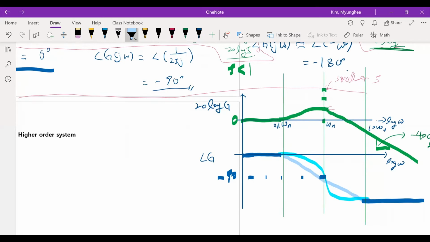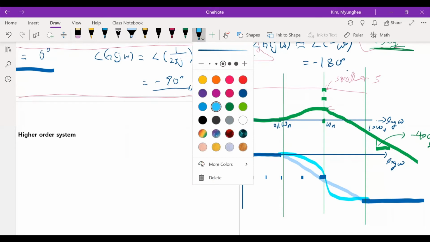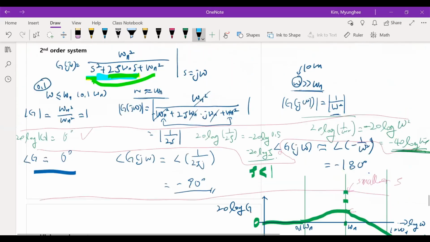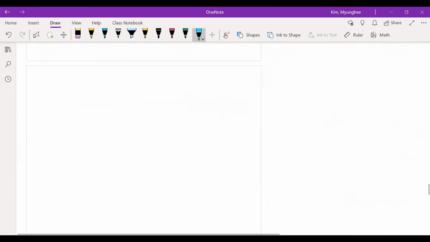So if the damping ratio is small, so this is for small damping, the angle will change very quickly. It's very intuitive. But if the damping ratio is large, the angle will not change so quickly. So this is the example of a Bode plot for a typical first order and second order system.